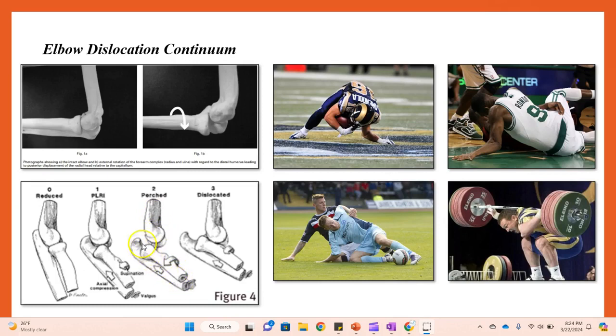Grade 2 is going to be a perched position, and grade 3 is going to be a full dislocation of the elbow. All these different sports, this happens. Like this is a traumatic event. This may even be a fracture dislocation because of the hyperextension here. This is certainly something very bad, and this person's elbow as well here. So this is what we're looking at if we're thinking elbow dislocation, unfortunately.